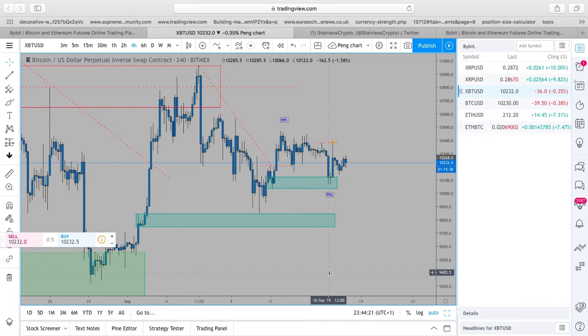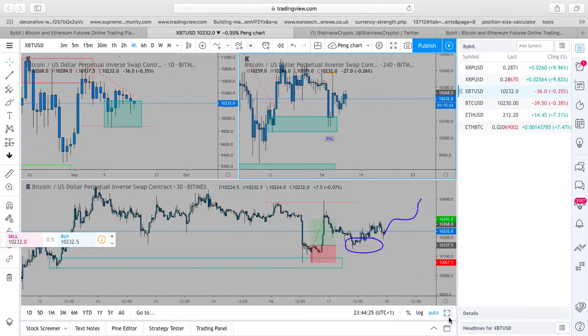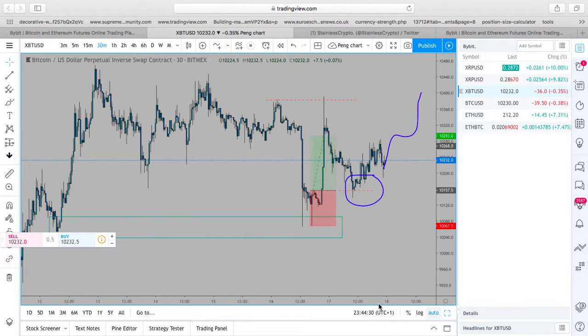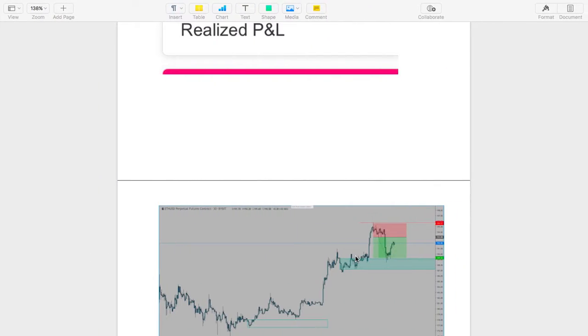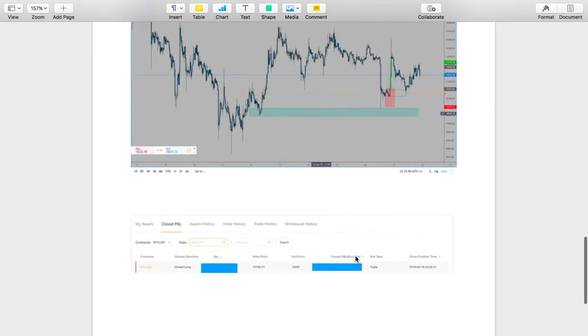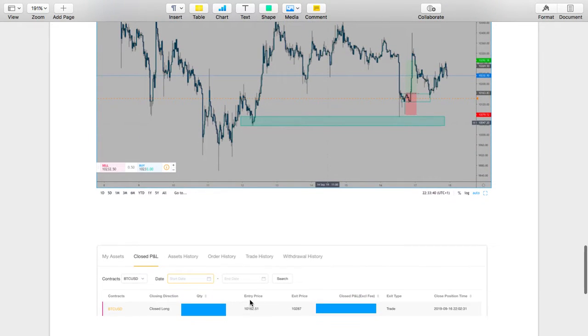Now, yesterday we were talking about the 30-minute high being taken out for me to enter a long trade. We did get that setup, and I did take the long trade, as you can see here. I've got my closed P&L.